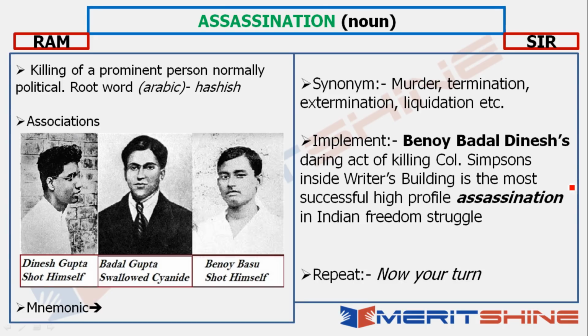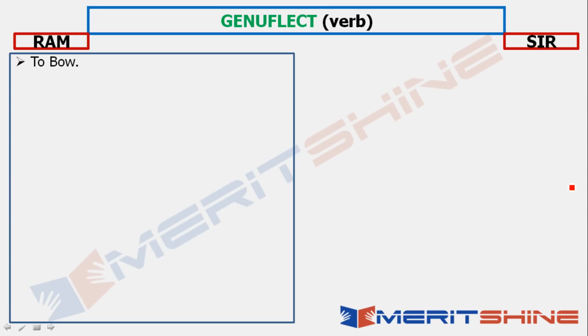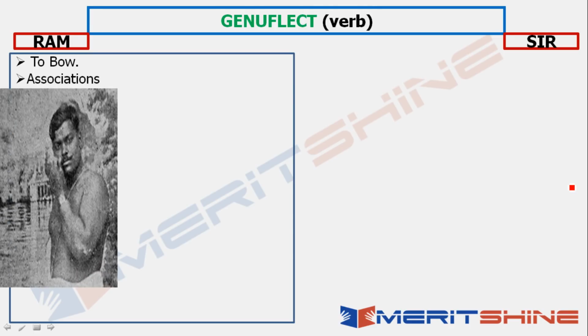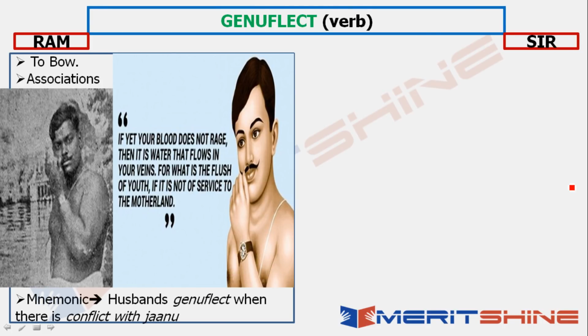Repetition, your turn. Let's move on now to the next hero of today with the word genuflect. So what does it mean? Genuflect is to bow. Now, association: this is the man who never genuflected. Who is this man? You have seen the artist's impression of this man. Yes, you guessed it correct. This is Chandrasekhar Azad. This is the man who never knew how to bow, right? But I'll come to the story after I have given you the mnemonic and the synonyms.